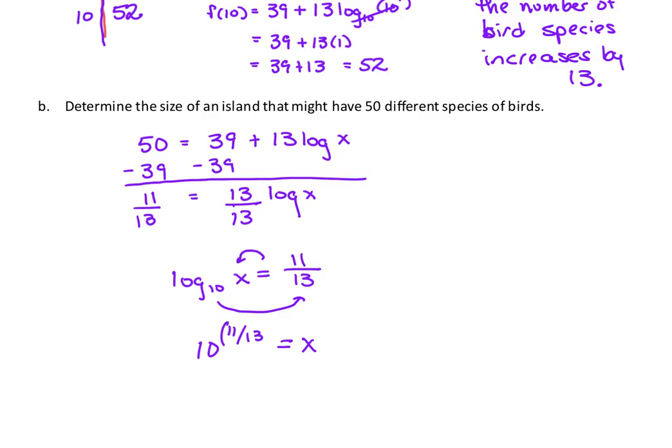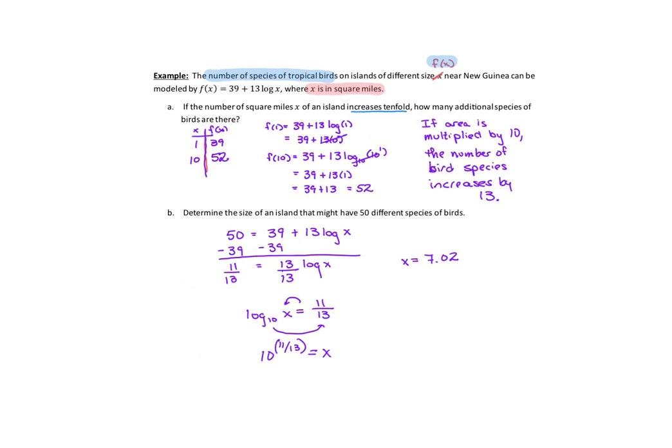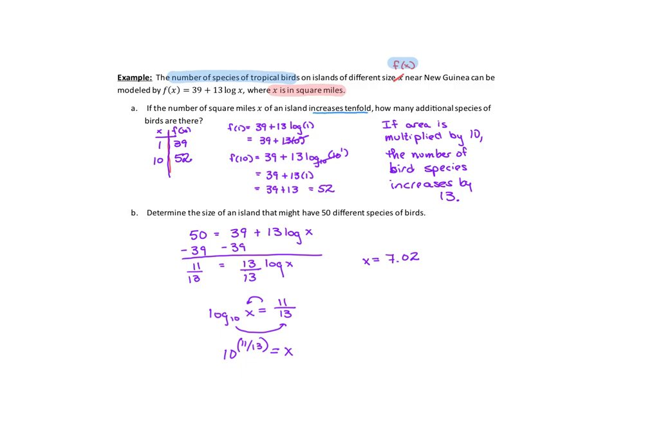Now for this one, make sure that when you input this, your 11 over 13 is in the entire exponent. And what I get is 7.02. There's some other decimals, but we are talking about square miles, and so I think that going to the nearest hundredth is good enough. So we're going to go 7.02 square miles.